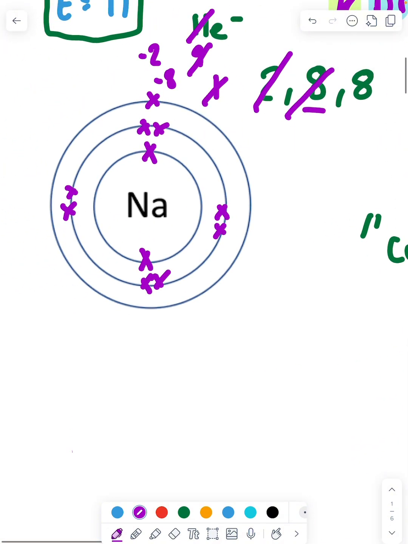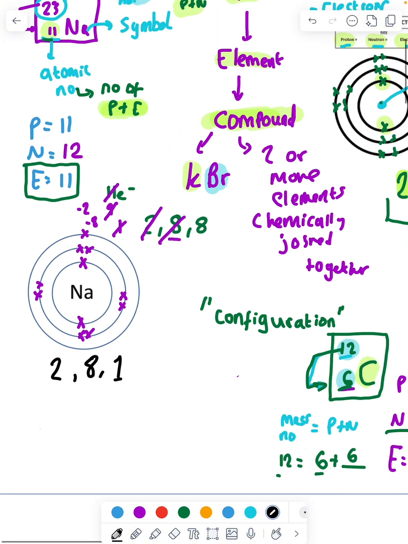All it means is really how many electrons are on each shell, right? So there were 2 on the first shell, 8 on the next one, so 2, 8, and then just 1 electron in the last shell. So that's our configuration of sodium, and that's how you do this.